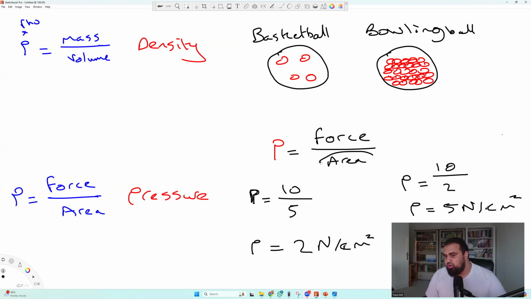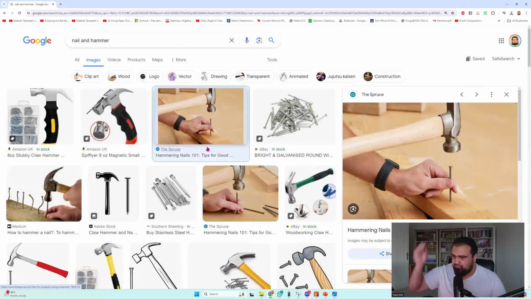And that's why a nail can go so easily through a wall. If you look at a nail and hammer, the reason a nail goes straight through that plank is because the area is so tiny. Even a little bit of force can push the nail through wood. Whereas if you put your palm and do a light tap on the wood, your palm will never go through.